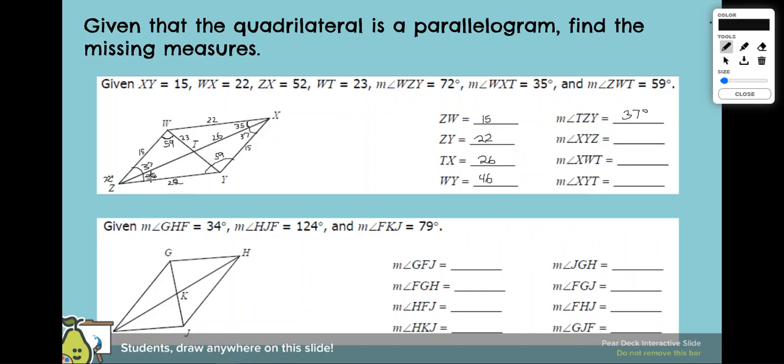So if this is 37 and this portion is 59, then if I look at this triangle that's formed by the two diagonals and the left side, I take 180 and subtract the measures of 37 and 59, and that'll give me this portion has to be 84 degrees, because of course it's a triangle, they add up to 180. That means that this also is 84 degrees because they are vertical angles.